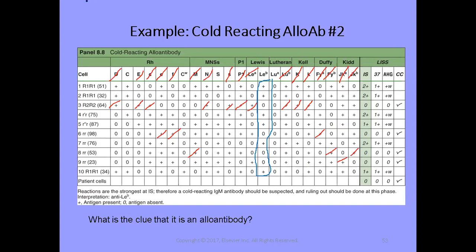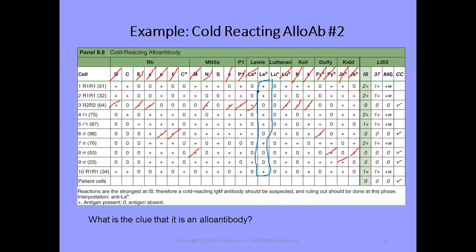Okay? So what is the clue that it is an alloantibody? I think I told you guys this first. Patient is not reacting with self. And so we're going to suspect this anti-LEB. And they actually make something called Lewis substance.